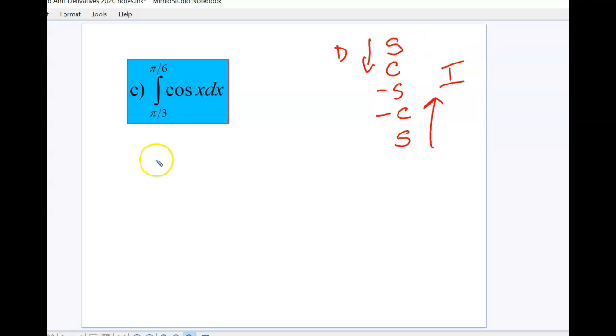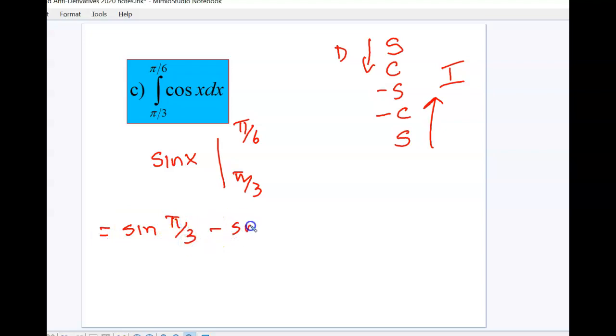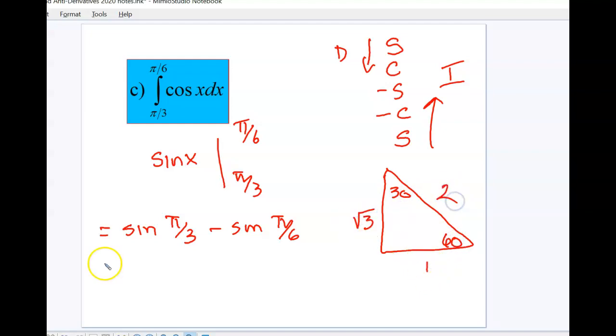If I go up, the integral of cos is going to be sine x, evaluated from pi by 3 to pi by 6. This equals the sine of pi by 3 minus the sine of pi by 6. So I'm going to need my 30, 60 degree triangle. Oh, I got those backwards, don't I? This should be pi by 6, and this should be pi by 3. And it's my upper limit minus my lower limit, sorry.